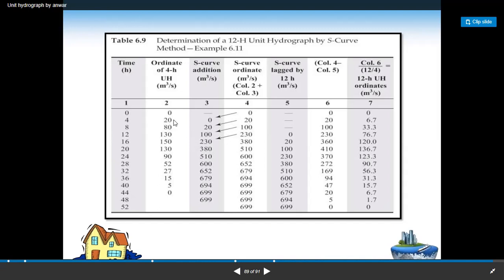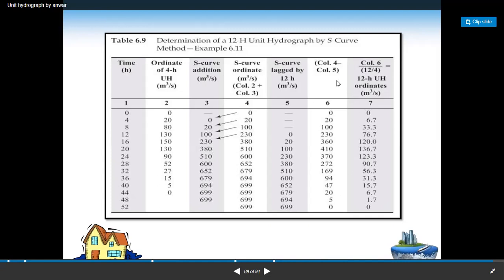Here we are adding 20 plus 0, 80 plus 20, 130 plus 100, 150 plus 230, 130 plus 380. Here column 2 plus column 3 we are adding, guys. So 652, 679, 694, 699, 699, 699, 699. Here the S curve lagged by 12 hours, in meters cubed per second, is equal to 0, 20, 100, 230, 380, 510, 600, 652, 679, 694, 699.